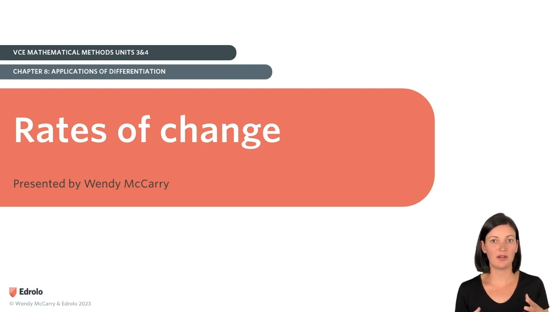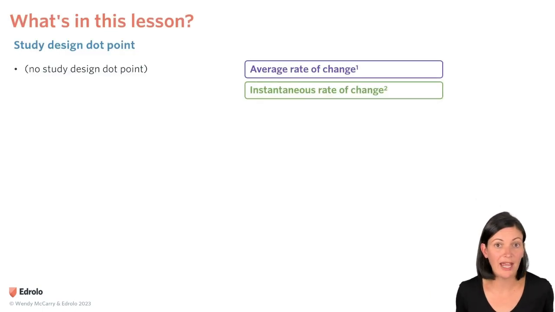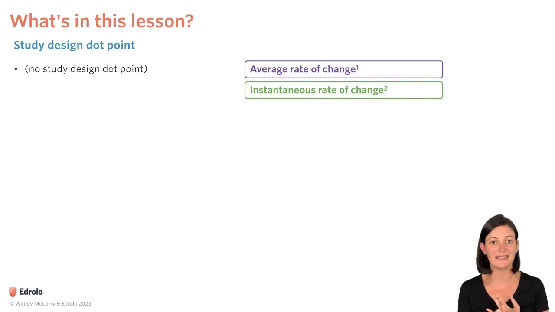The instantaneous rate of change would be that one that was changing throughout the race at different times. So again, what we're going to look at is our two different rates of change. We're looking at average rate of change first in this video, and then we're going to look at instantaneous rate of change, which is where our calculus comes into play.